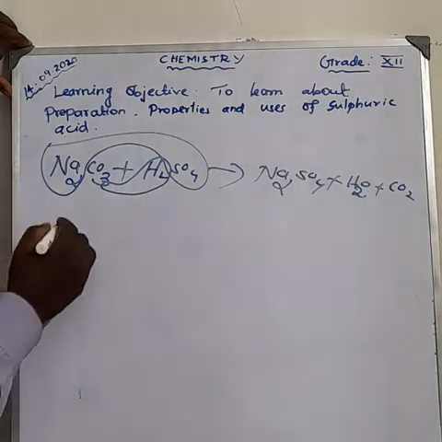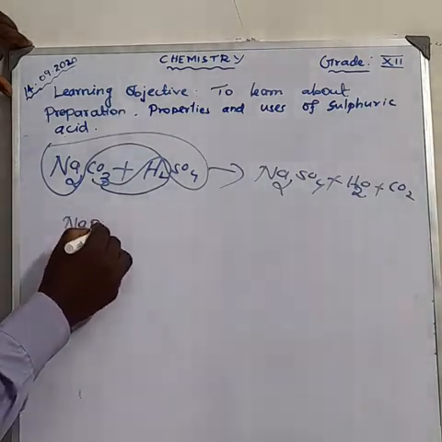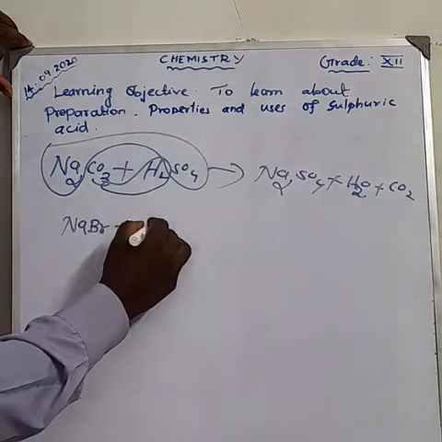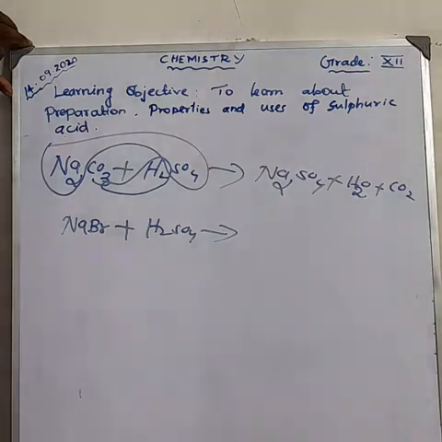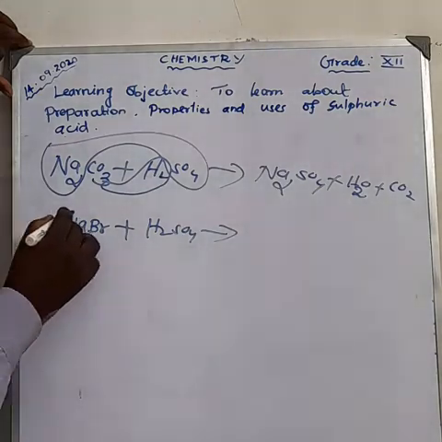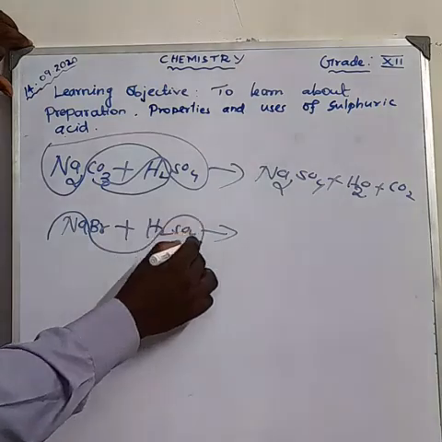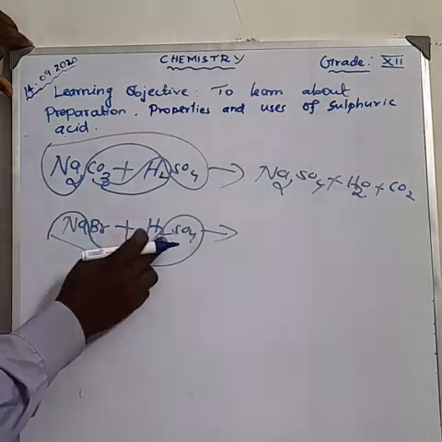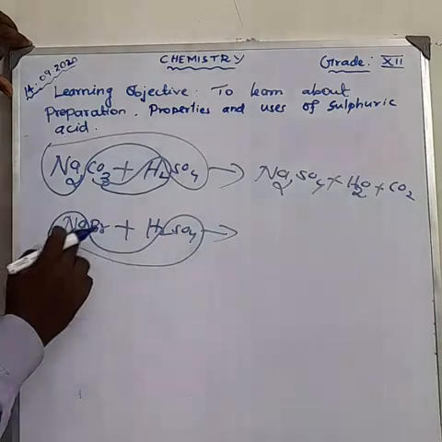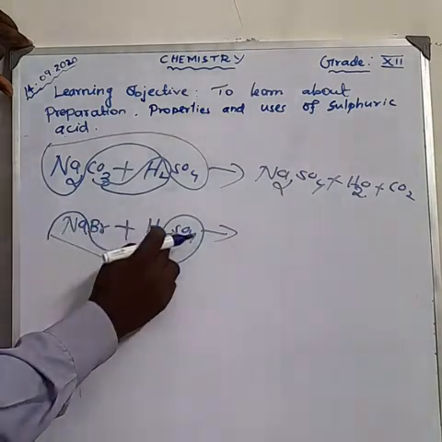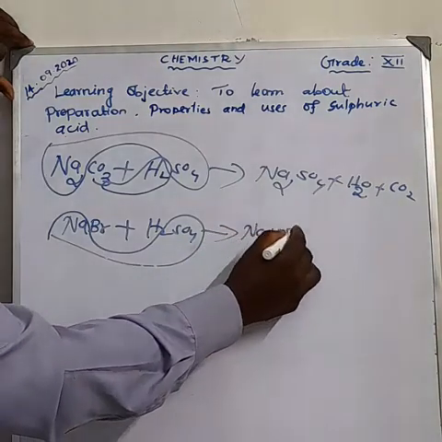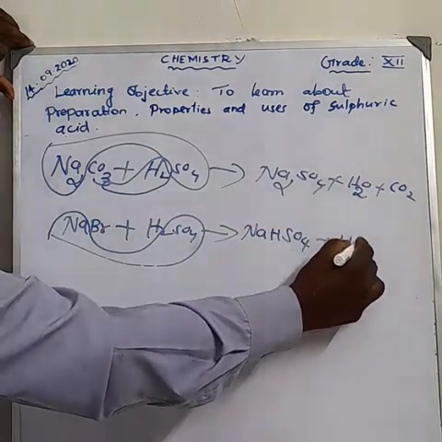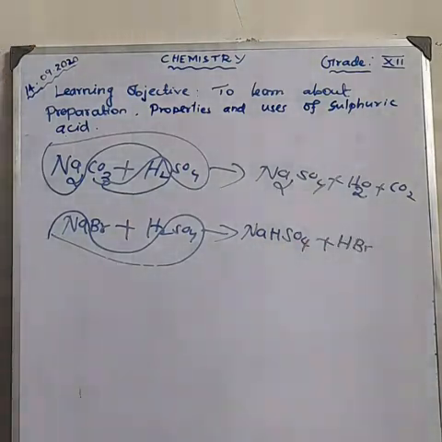Next one, sodium bromide, that is NaBr. Sodium bromide reacts with sulfuric acid. So what are the products obtained? Sodium combines with bisulfate, that is NaHSO4, plus HBr. Sodium bisulfate and hydrogen bromide.